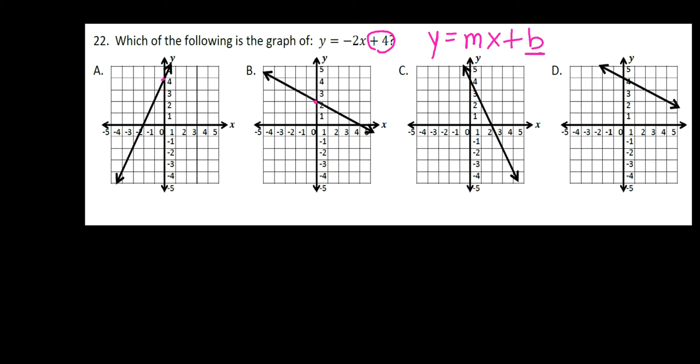This has a y-intercept of 2, so I know that's not the right answer. This has a y-intercept of 4, so it might be that one. This has a y-intercept of 4, so it might be that one. Cool. So we've eliminated one of our choices.